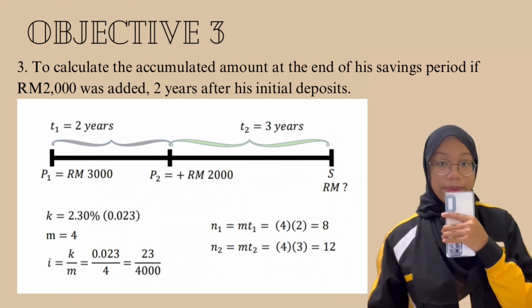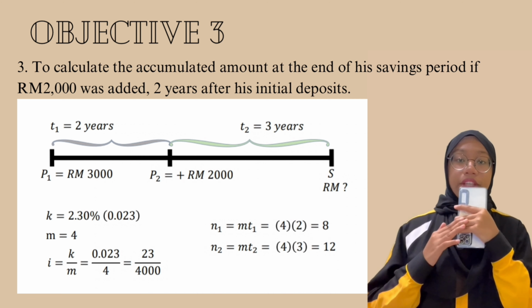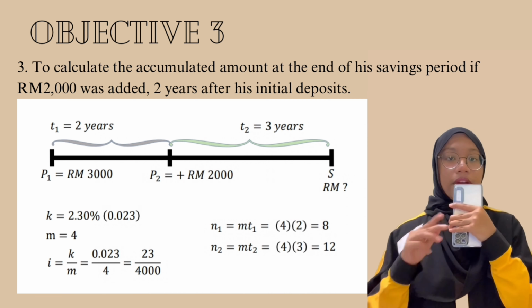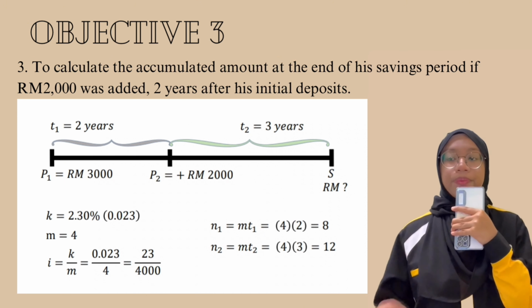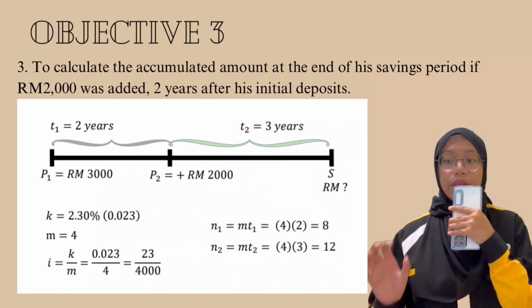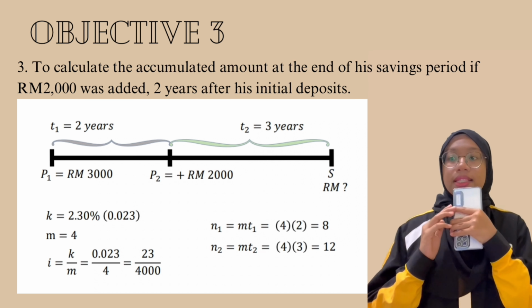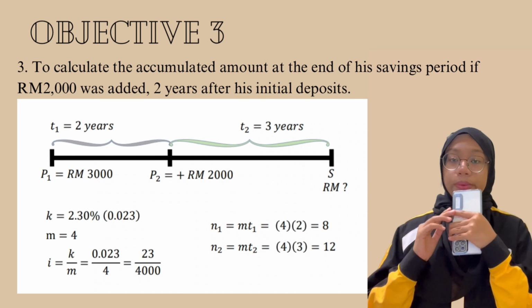So for objective number 3, which is to calculate the accumulated amount at the end of his saving period if RM 2,000 was added 2 years after his initial deposit, first we need to do the timeline based on the objective. The timeline consists of P and S. So P1 equals RM 3,000, T1 equals 2 years, P2 equals plus RM 2,000, and T2 equals 3 years.